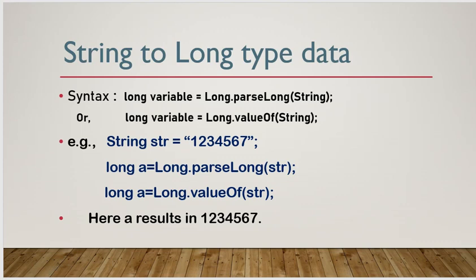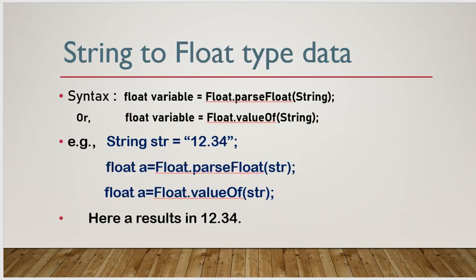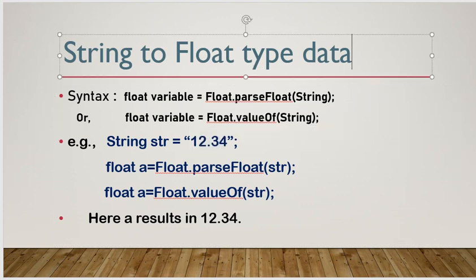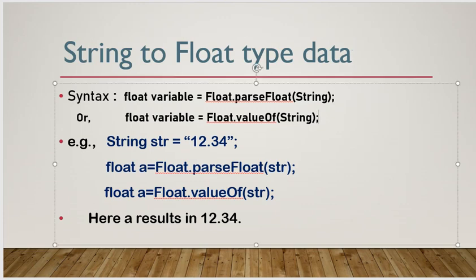Moving on to our next function. We are going to convert any string into its corresponding float type data. Again we have two different functions, Float.parseFloat or Float.valueOf. We can use either of these two functions, and we will get the float value without quotes. If we want to convert any string, here we have taken one example str equals 12.34, and if we want to convert any string into its corresponding float data type, we can do the same thing using this function.